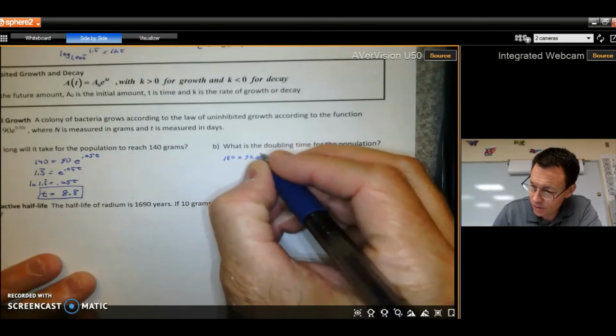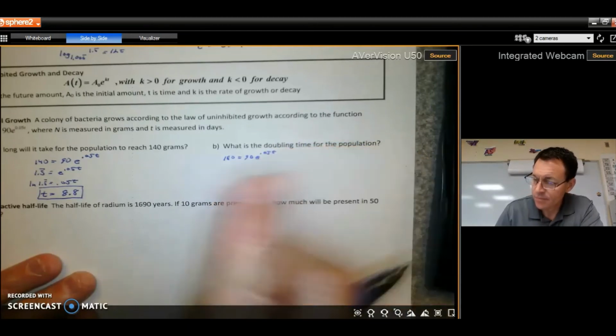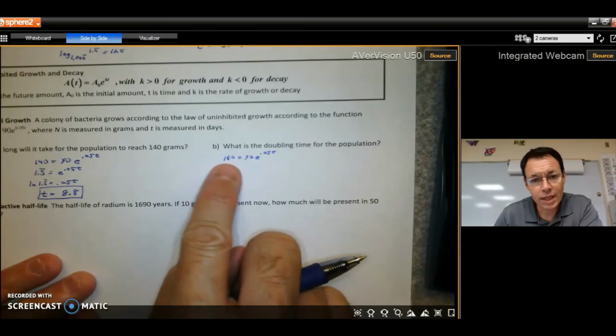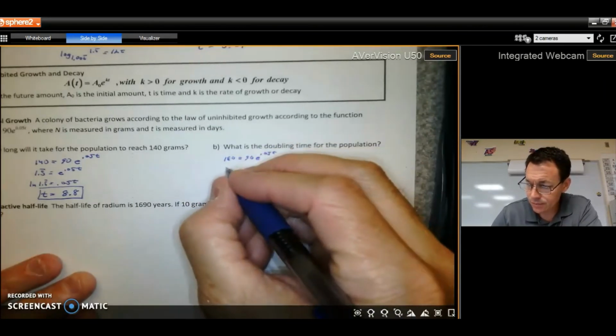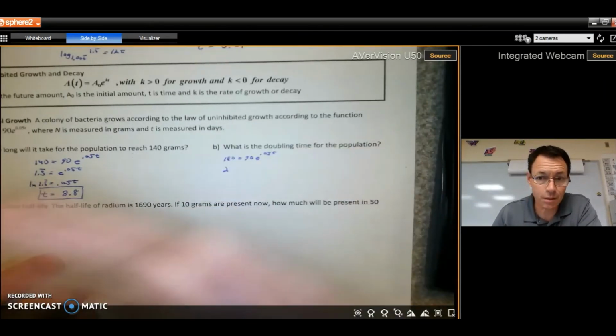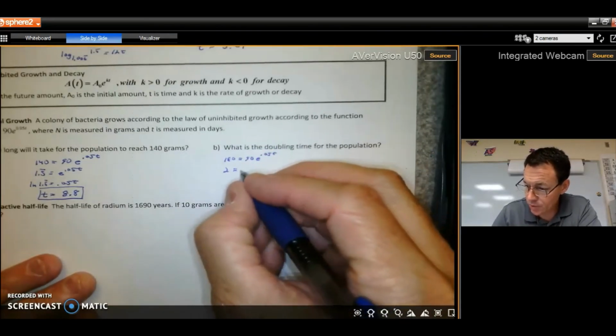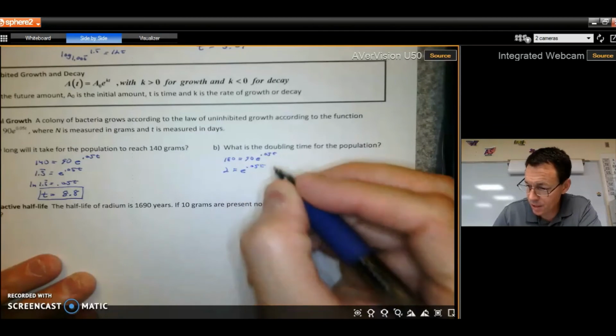So everything else is the same setup. Now, the first thing I have to do is isolate my base. So I'm going to divide. Well, 180 divided by 90 is 2. That's not a coincidence. This is a doubling time, so this is what should happen. So 2 equals e to the 0.05t.